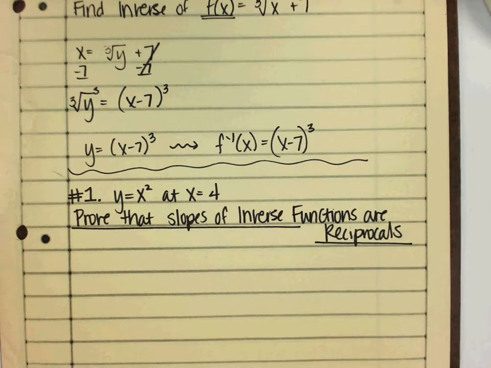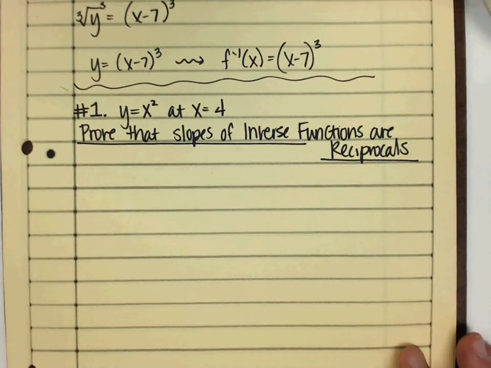Okay, this is what you are doing on your homework. You are going to prove that inverse function slopes are reciprocals of each other. This is the new property that you would not have learned in pre-cal. The first thing I'm going to do is take the derivative, and then plug in my x value.